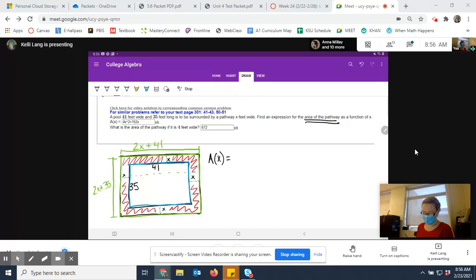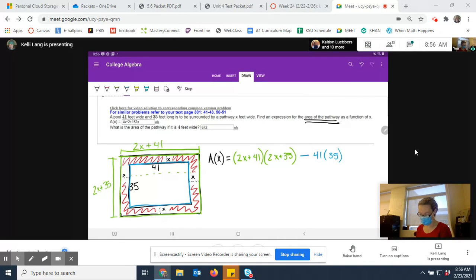So the area of the green rectangle is going to be length times width, which is 2x plus 41 times 2x plus 35. But then, as we mentioned before, we're going to have to subtract the area of the blue rectangle, which will be minus length times width, which is 41 times 35.